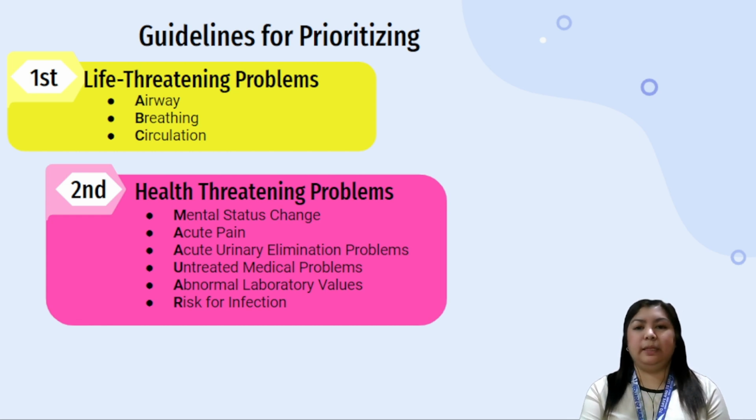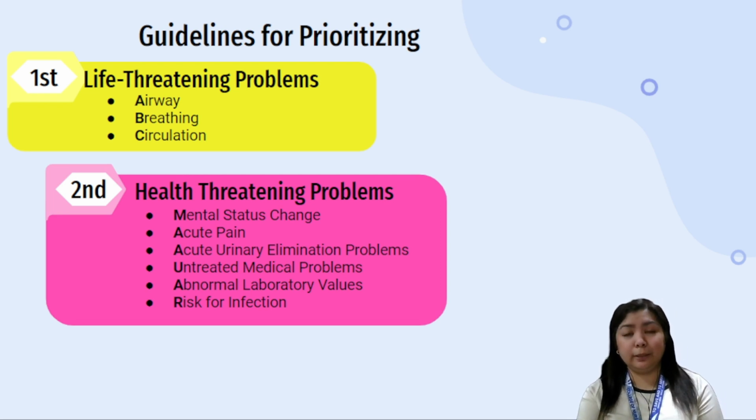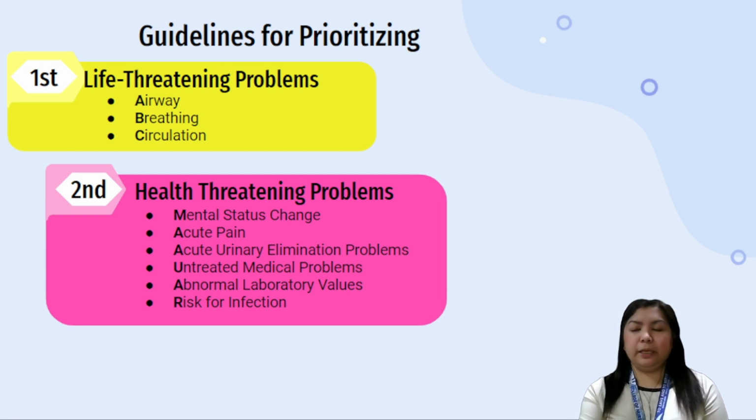Next, you have acute urinary elimination problems. This could suggest obstructions in the bladder or in the urethra. Complications of untreated urinary retention can lead to urinary tract infection, bladder damage, and chronic kidney failure. Next, you have untreated medical problems. Untreated medical problems can lead to a quick deterioration of a patient's health or even death.